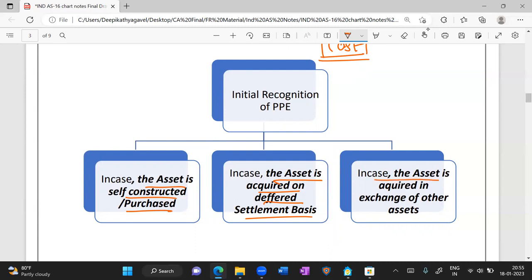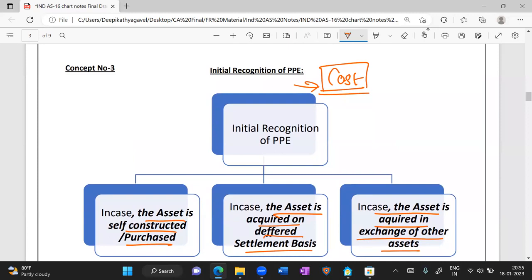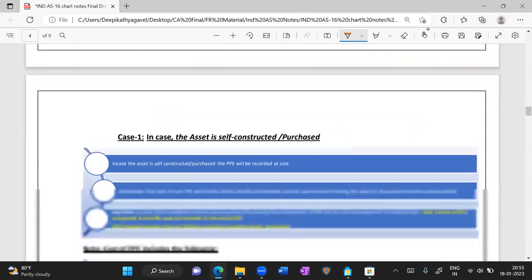Or either you are acquiring the PP in exchange of another asset. That is, I am giving up some asset and acquiring an asset. Some asset is being given up by me and some asset I'm acquiring. So first of all, the standard says initial recognition of PP will happen at cost, but it can come in any of these three situations, right? That asset can be either self-constructed or it can be purchased. That asset can either be acquired on deferred settlement basis, or I could have acquired that particular asset on exchange basis, right? Now let's see one by one each case.